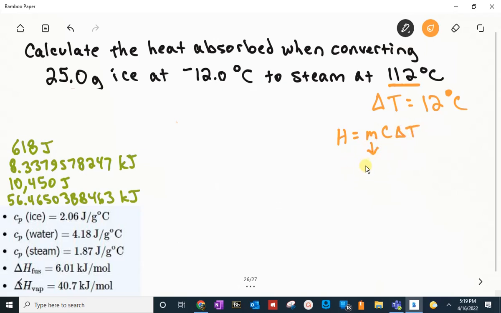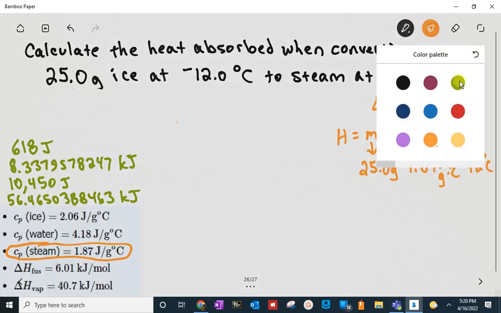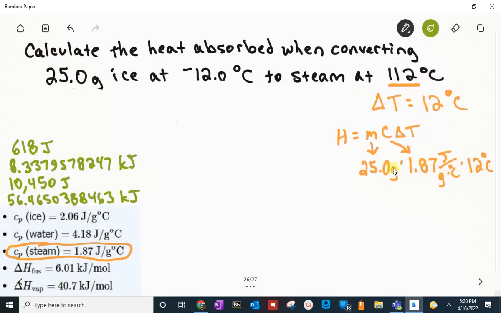And so the mass is going to be 25.0 grams. The specific heat, if we look down here at our chart where it says steam, the specific heat is going to be 1.87 joules per gram Celsius. And then the change in temperature is going to be 12 degrees Celsius. Now we can cancel out these units of measurement that are diagonal from each other. So all we have left is the joules.